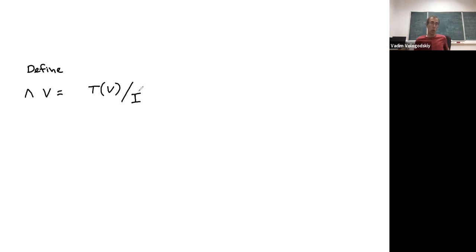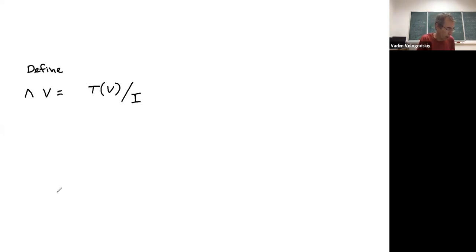Okay, so as a vector space, the exterior algebra is just the quotient of vector spaces, and it has the structure of an algebra. Namely, if you have two elements in the quotient, you choose arbitrary representatives in the tensor product, take the product in the tensor algebra, and then project it to the quotient. And from the very definition of a two-sided ideal, this is a well-defined operation on the quotient. Okay.